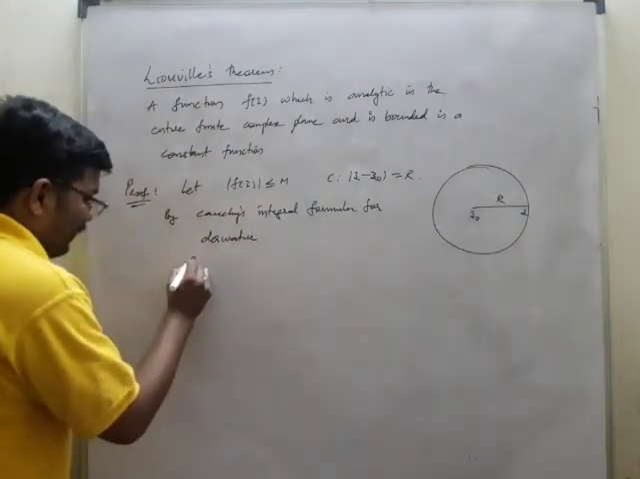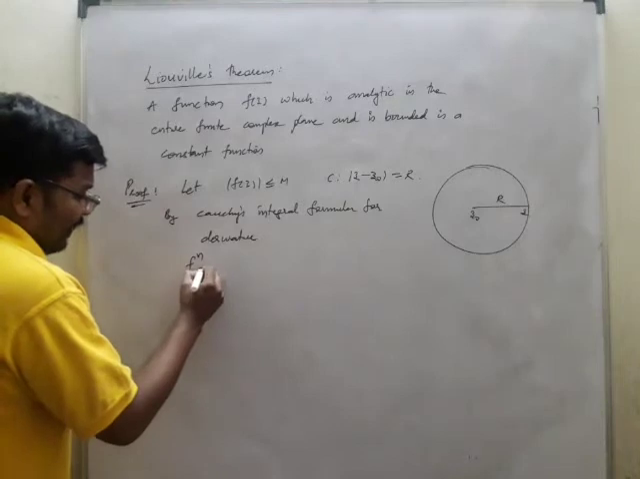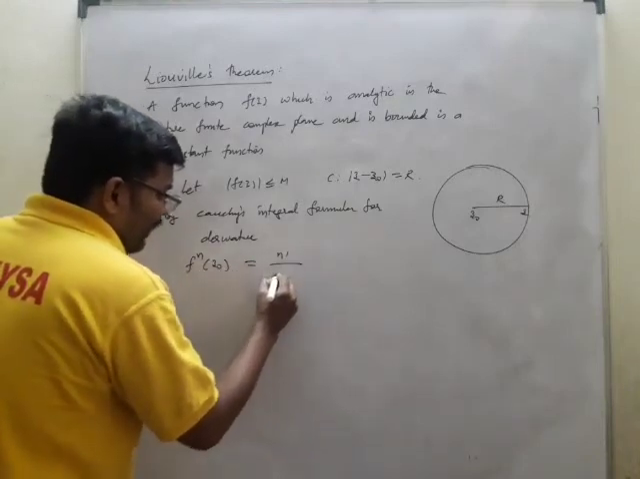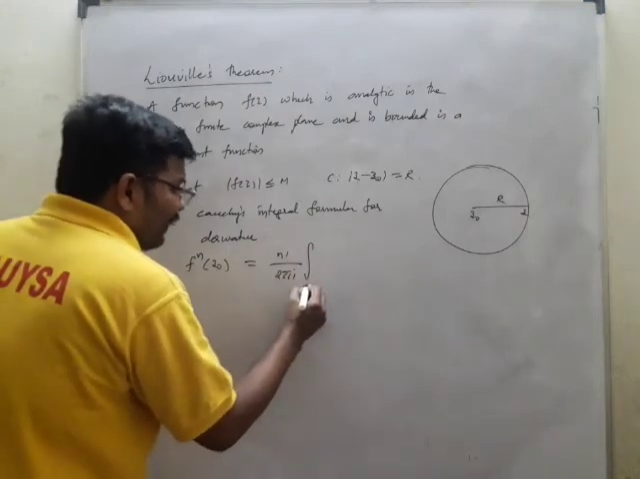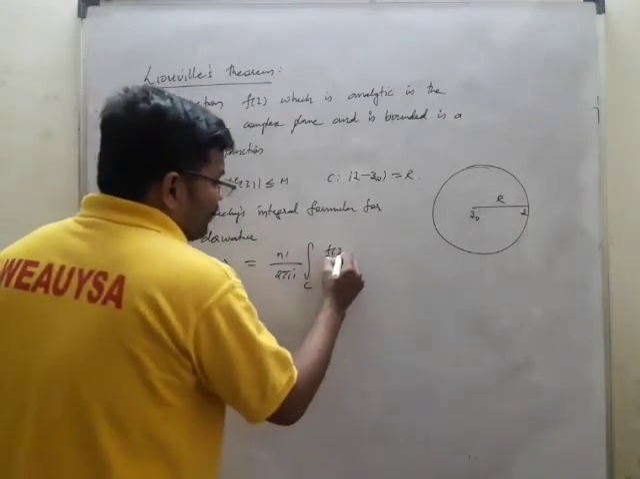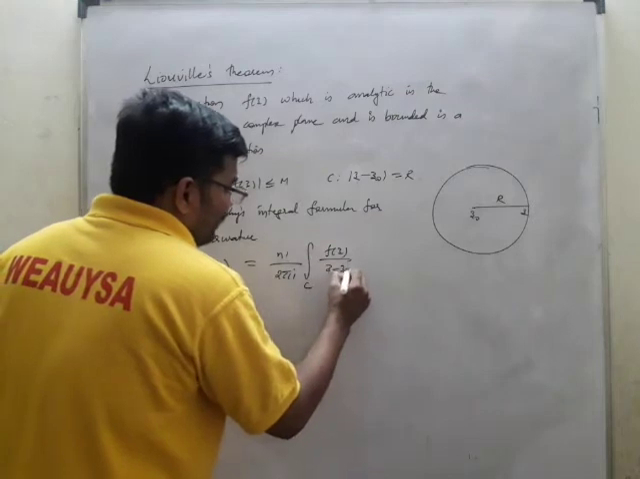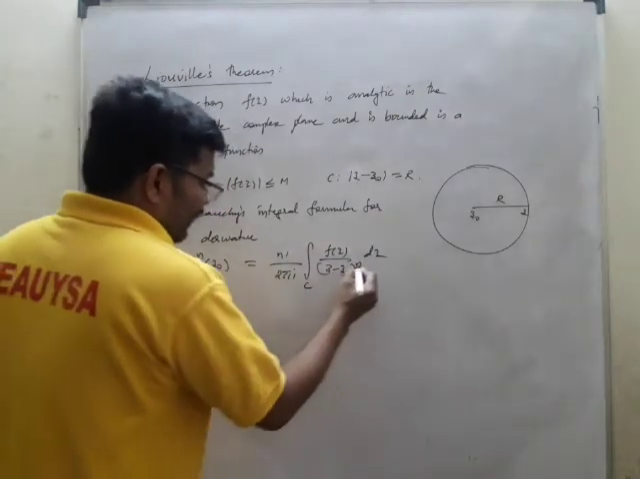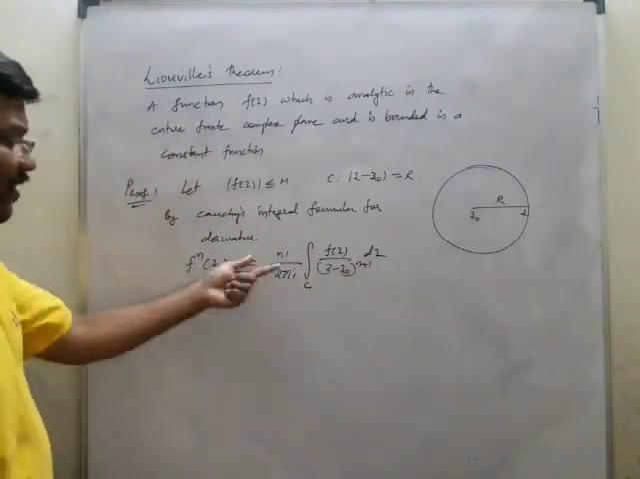So what is that now? I may write f^(n)(z₀) = n!/(2πi) ∫_C f(z)/(z − z₀)^(n+1) dz. This is Cauchy's integral formula.